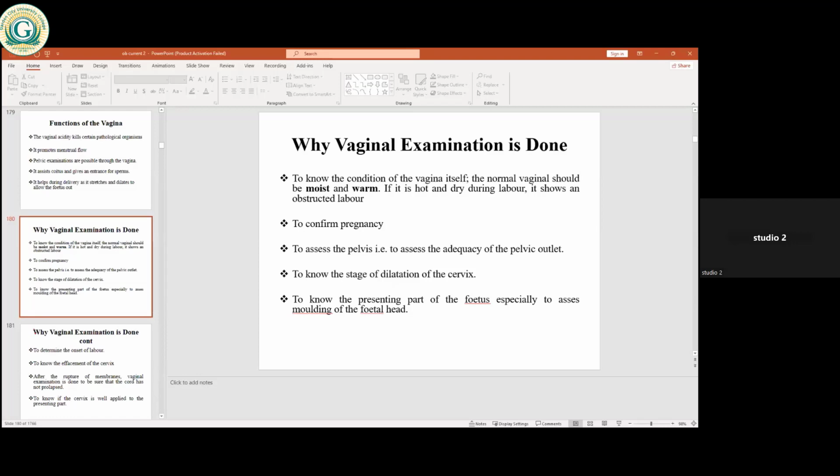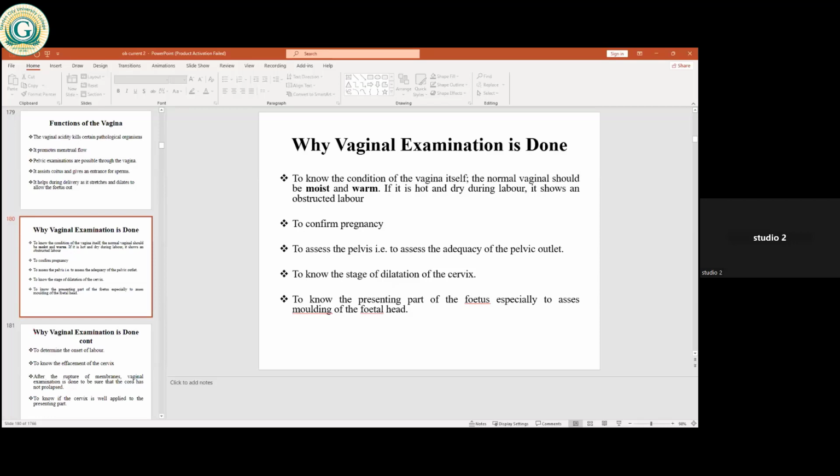Some women come to labor ward and the labor hasn't even started. And even if labor has started, where is it now? Is it one finger, two centimeters, three centimeters? What is it? So we do a vaginal examination to know the presenting part of the fetus.